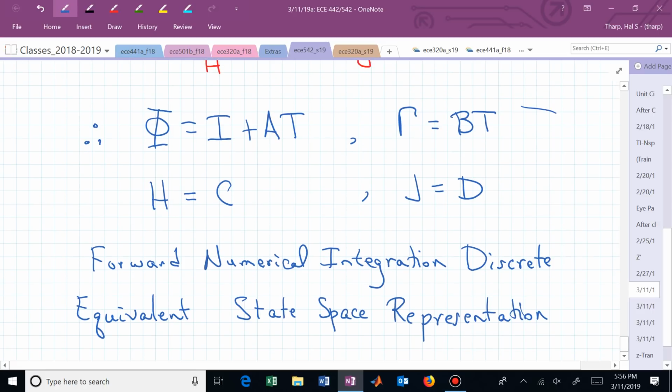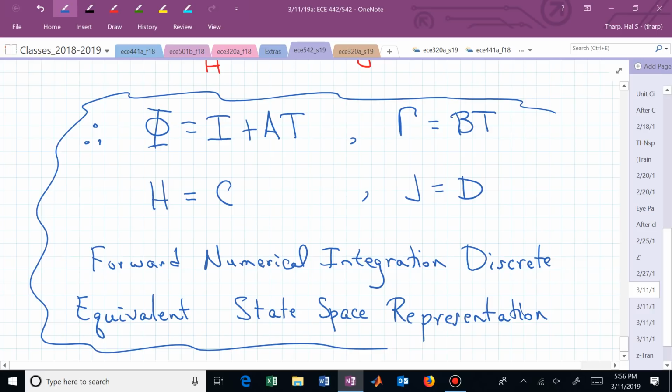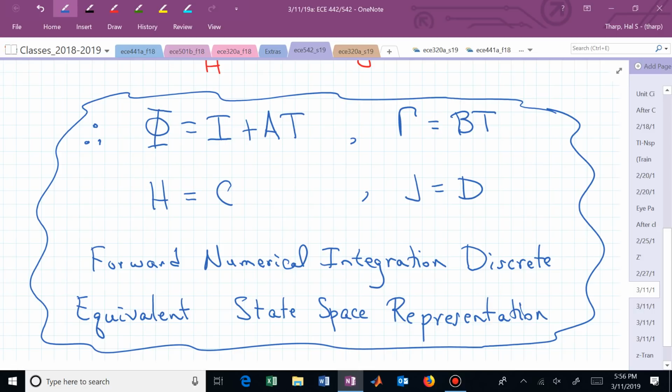And I really thought some of you would surely want to be talking about that over spring break. Forward numerical integration, discrete equivalent in the state space representation. You surely wanted to banter that around over spring break a little bit, once or twice, but apparently not with my T's in the email. That's the forward rule, and that is fairly straightforward, is it not?